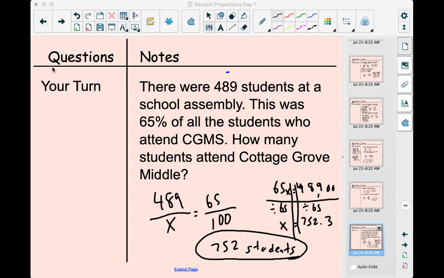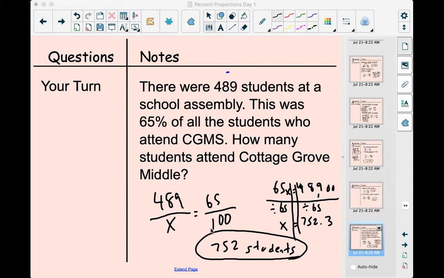All right, welcome back. Hopefully this is the answer you got: 752 students. So 489 is the number of students that were at the assembly, but that's only part of the population. We want to know everybody in the school. 65% of them are at the assembly. 100% of the students would be the whole school. So the whole is the thing I don't know. This number is 65% of the whole.